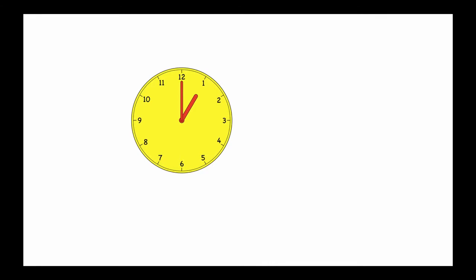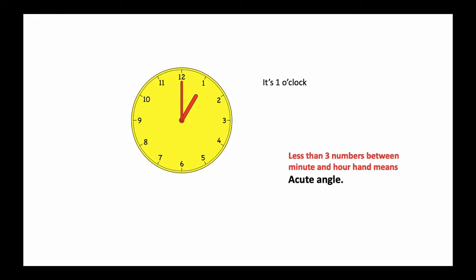Now look at this clock. Do you think this is a right angle? Does it look like an L? No, it does not. Because the hour hand is at 1, the minute hand is at 12. So the time is 1 o'clock and the angle is an acute angle. Whenever the difference between the hour hand and the minute hand is less than 3, so here we can see it's just a difference of one number, this will make an acute angle. An acute angle is an angle which is less than 90 degrees. Okay.